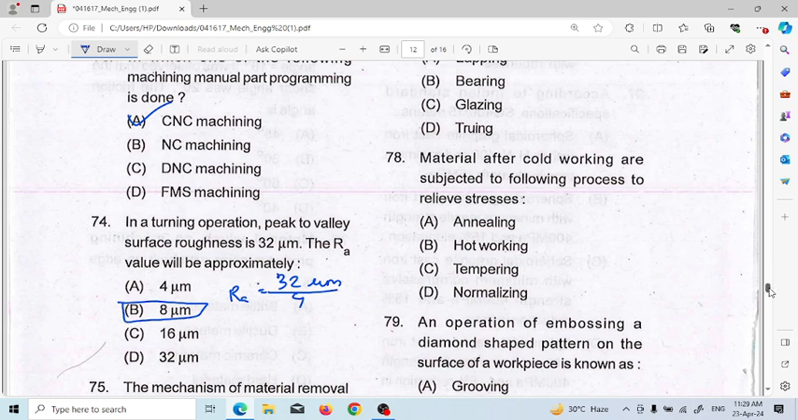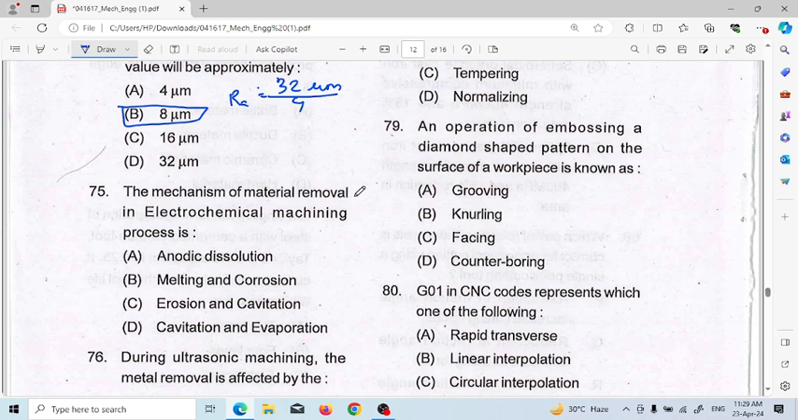Next question number 75. The mechanism of material removal in electrochemical machining process is. Options are ionic dissolution, melting and corrosion. Option C, erosion and cavitation. Option D, cavitation and evaporation. So for question number 75, the answer will be option A, anodic dissolution.